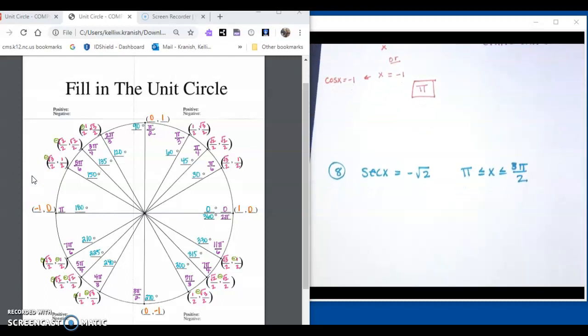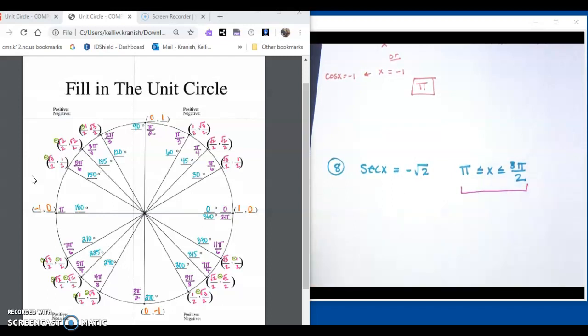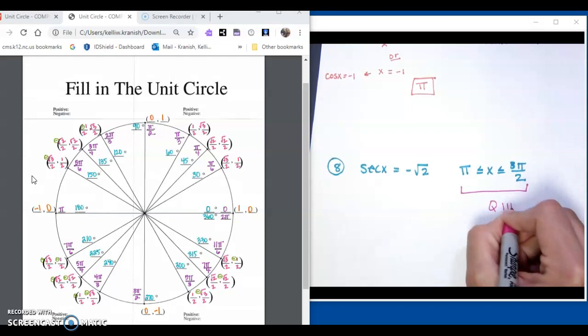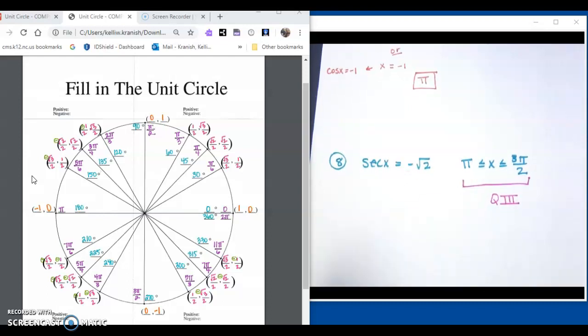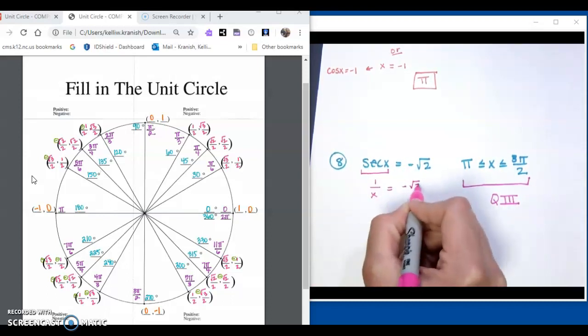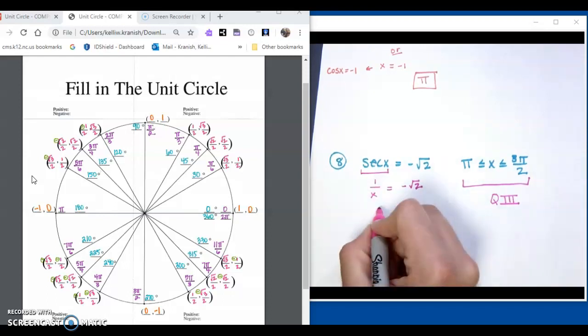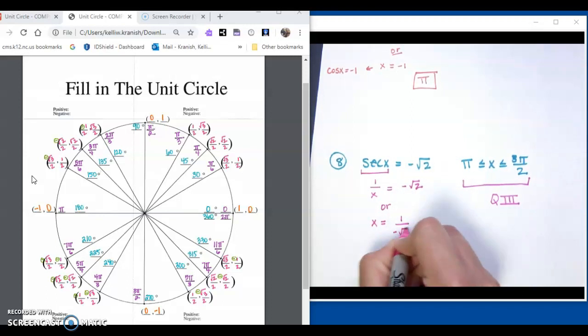Alright, and then for number 8, secant equals negative square root of 2, so it's already solved for secant, so we're good. We're only looking between pi and 3 pi over 2, so we're only looking in quadrant 3. Okay. So secant, like we just said, goes with cosine, so it's 1 over x, and we're trying to find whether that's equal to negative square root of 2. I would flip this around, so this is the same thing as when x is equal to 1 over negative square root of 2.